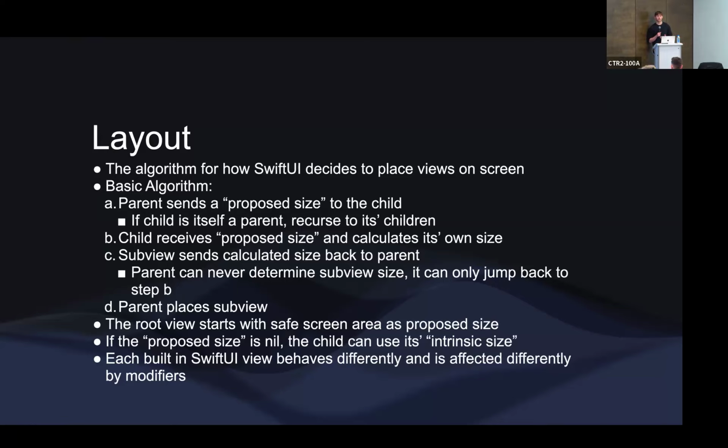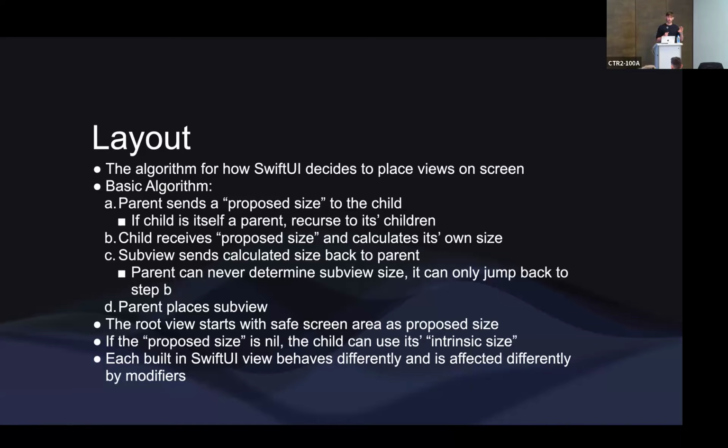So every view has an intrinsic size, which is a size that it's happy with. We can imagine for a text view, maybe it's 300 by 200, right? And so my text view is very happy, it wants to be 300 by 200. If the parent proposes a nil size to that child view, it can basically say, okay, I've got the size I want. I've got my intrinsic size, 300 by 200, and it's just going to return that to the parent, and that will be our view.